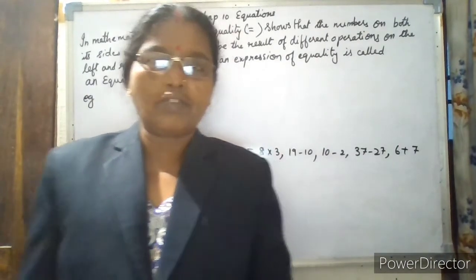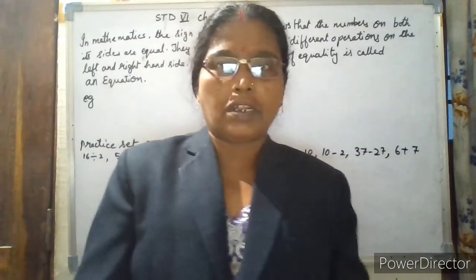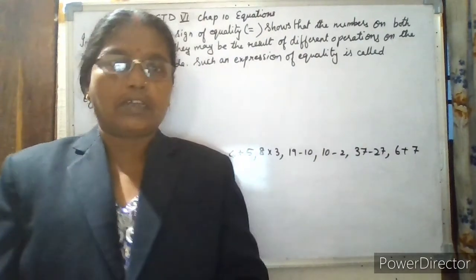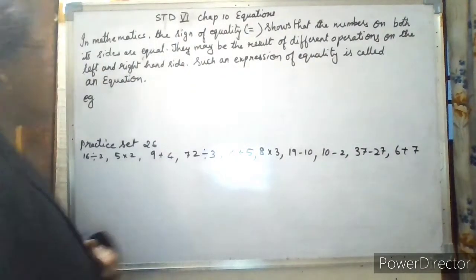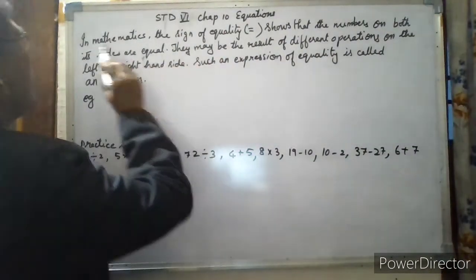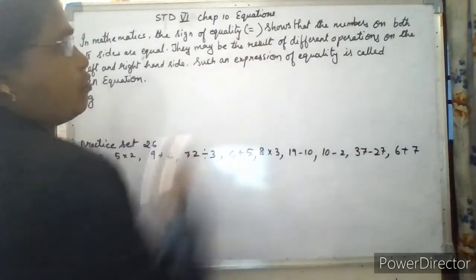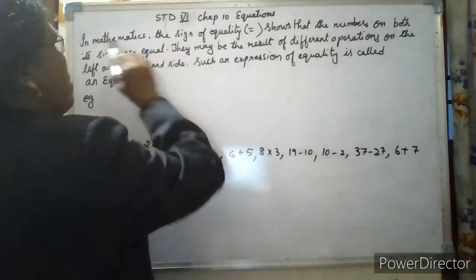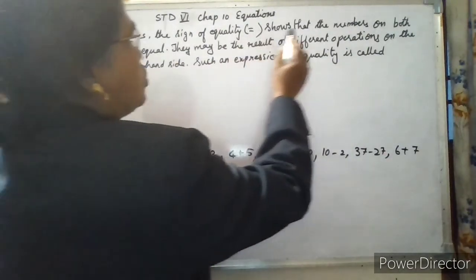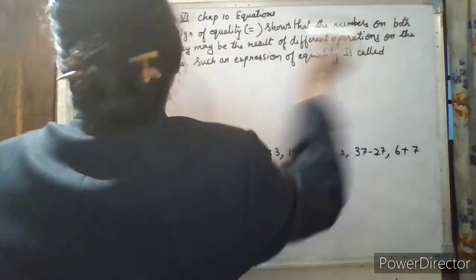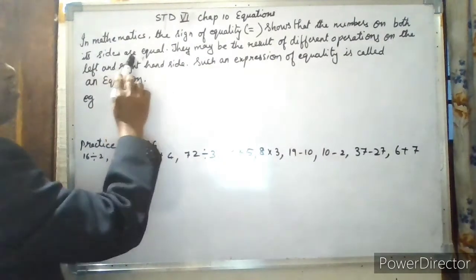Good morning, students. Today we'll start with a new chapter, that is chapter 10, equation. So what is an equation? See, I have written the definition. In mathematics, the sign of equality is the equal to sign. It shows that the numbers on both its sides are equal.